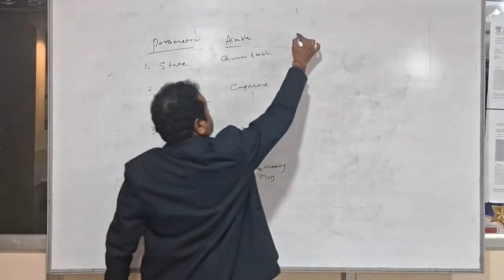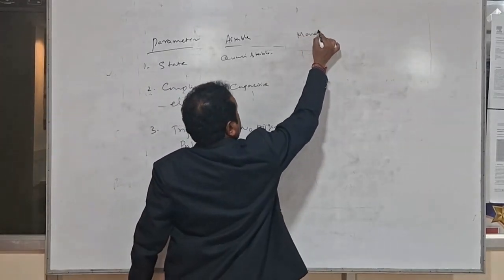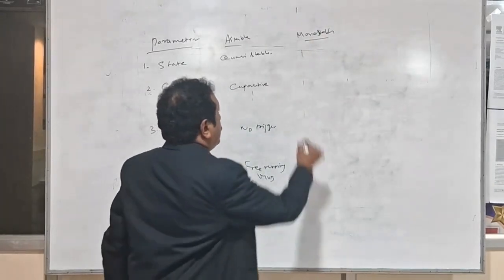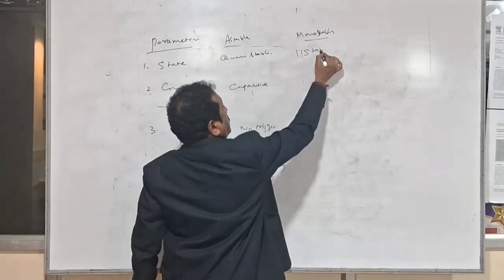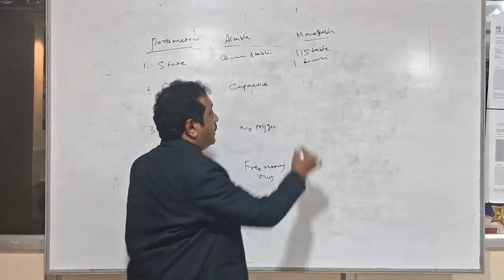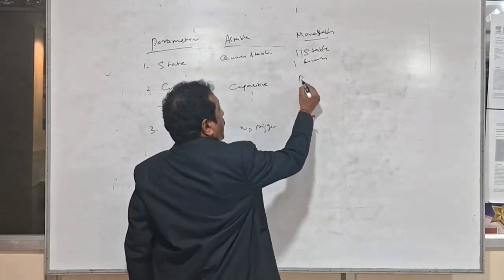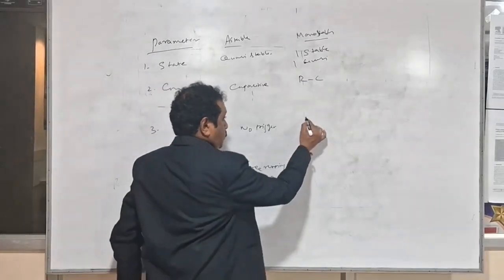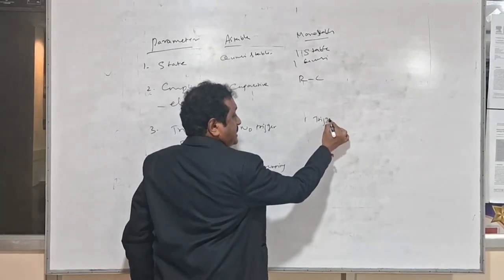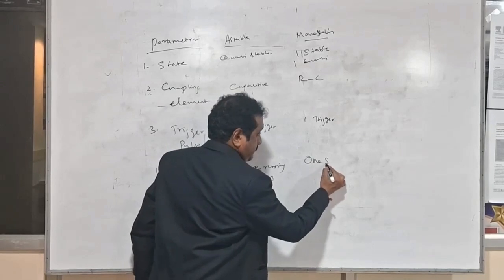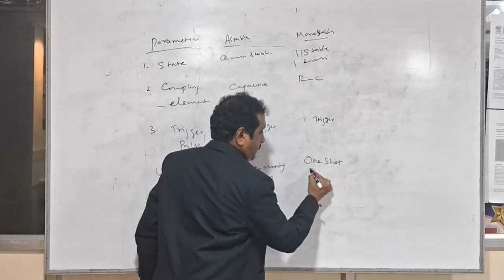Second one, monostable. In monostable, there is one stable state and one quasi-stable state. Here we use RC coupling, resistive and capacitive coupling, and it requires one external trigger pulse. It is called a one-shot multivibrator.